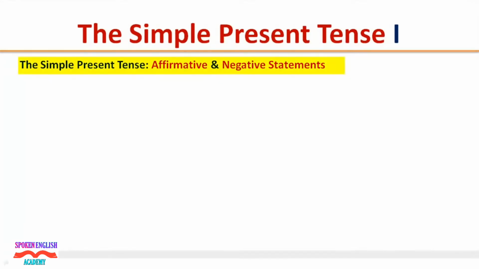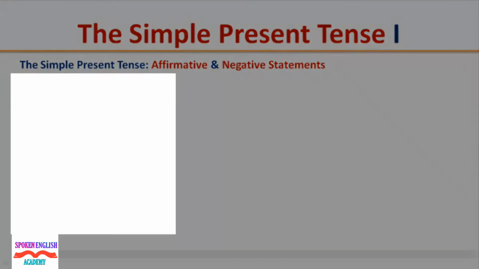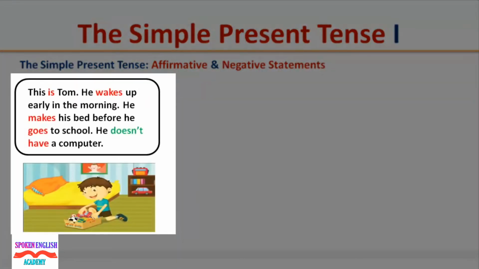The simple present tense, affirmative and negative statements. Look at the following pictures and pay attention to the form of the verb in the texts. This is Tom. He wakes up early in the morning. He makes his bed before he goes to school. He doesn't have a computer.